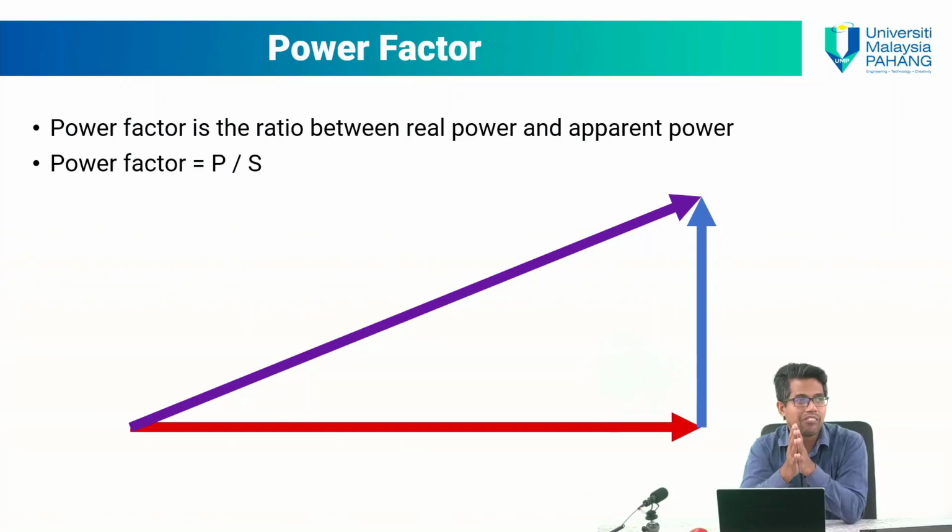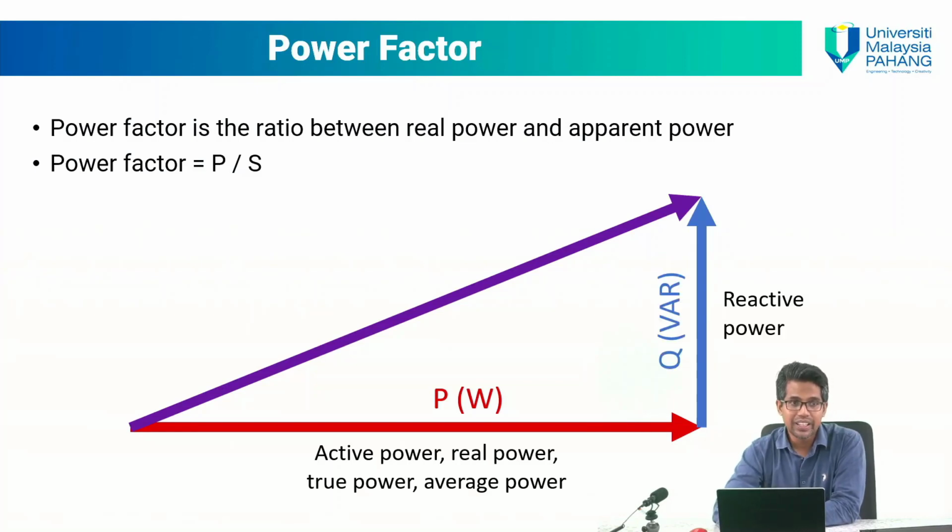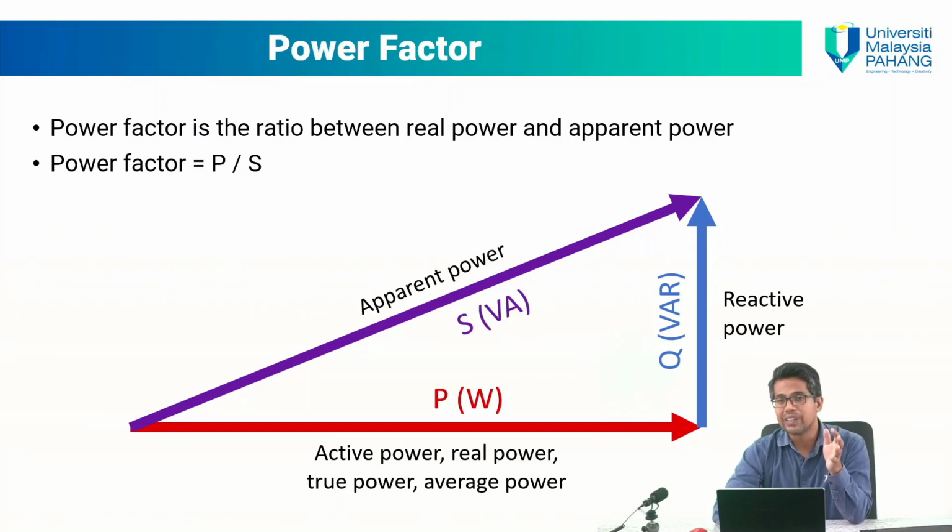We already learned that power factor is a ratio between real power and apparent power, so P over S. We know this. P is in watt. I put here 4 names of P: active power, real power, true power, average power. It's all P. Q is reactive power, the one that is needed to run some loads but actually doesn't produce any work. And apparent power is the vector summation of P and Q. This is what we learned previously.